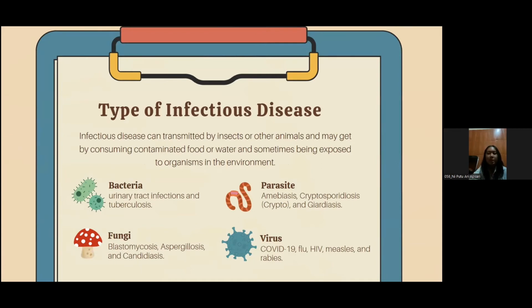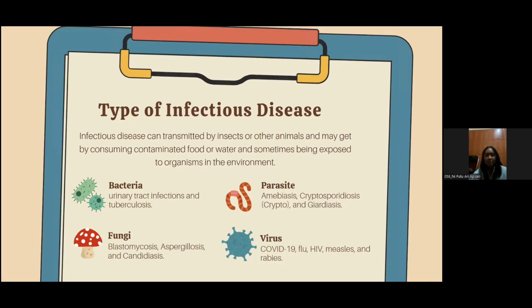I will continue this presentation by explaining about types and inspection of infectious disease. Infectious disease can be transmitted by insects or other animals, and may be acquired by consuming contaminated food or water, and sometimes by being exposed to organisms in the environment. There are 4 pathogens, or disease-causing agents: bacteria, fungi, parasites, and viruses. They have one thing in common: to cause infection, they must invade a host by interacting with the host cell membrane. Some examples of infectious diseases and their causes can be read on screen.